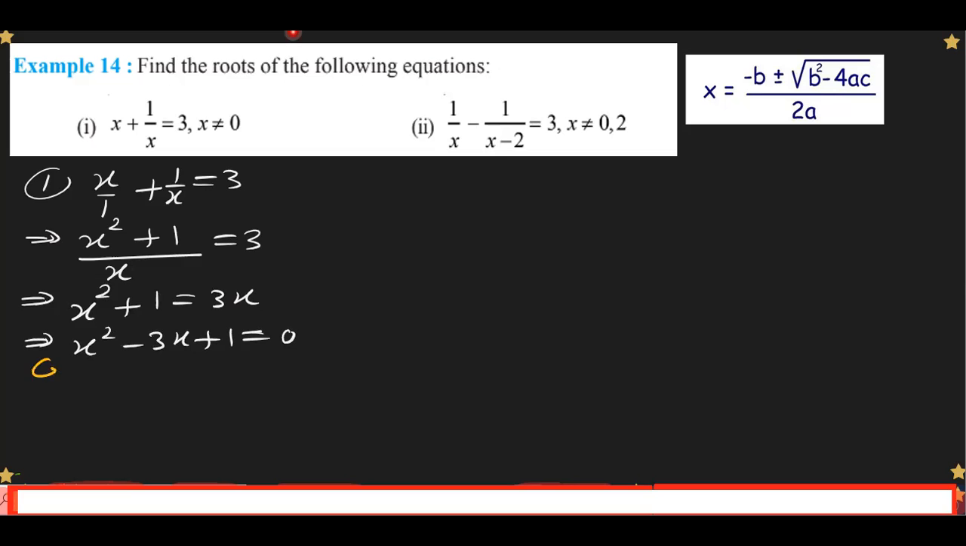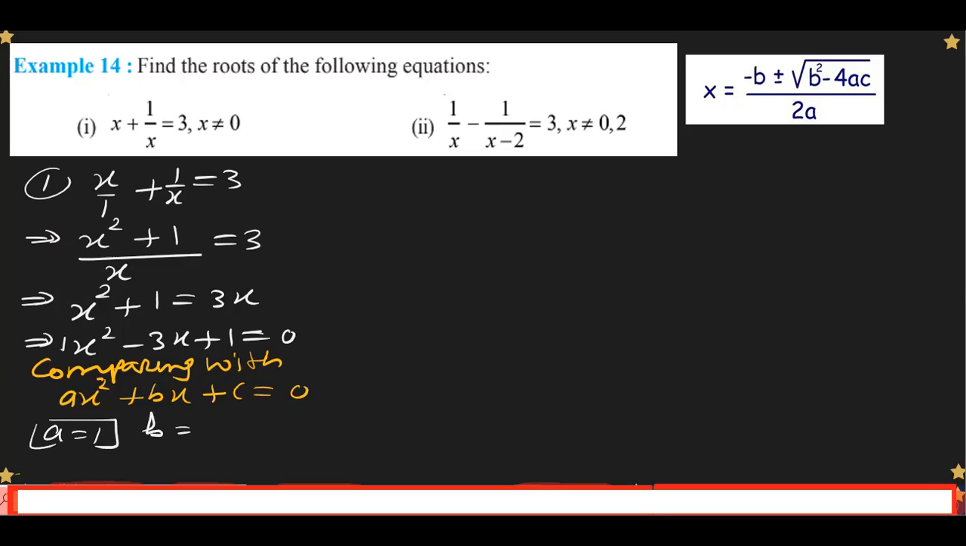Comparing with the standard form, ax square plus bx plus c is equal to 0, we have a is equal to 1, b is equal to minus 3 and c is equal to 1.